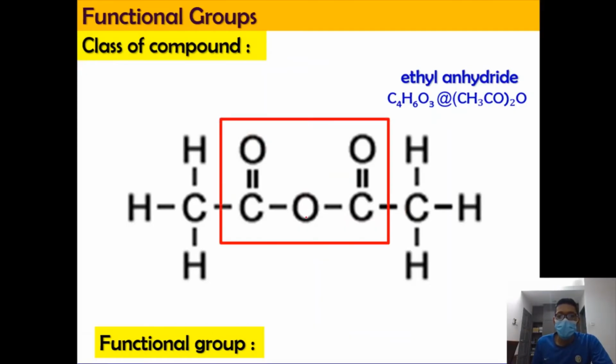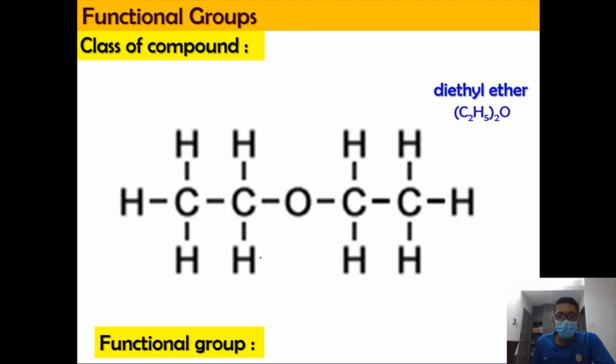Now we have another type which is the anhydride. So what is very distinctive here is C double bond O, C double bond here, O here. So when you see C double bond O, C double bond O, it means that it is an anhydride functional group. So the class of the compound is going to be anhydride as well.